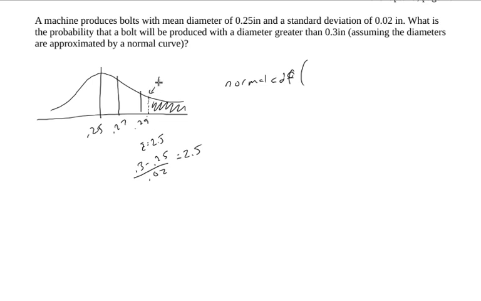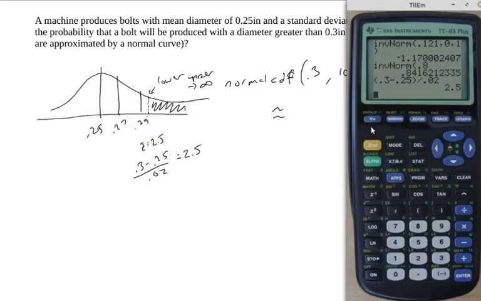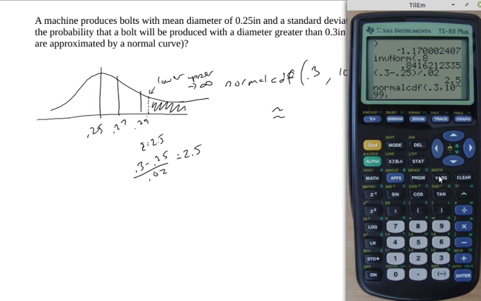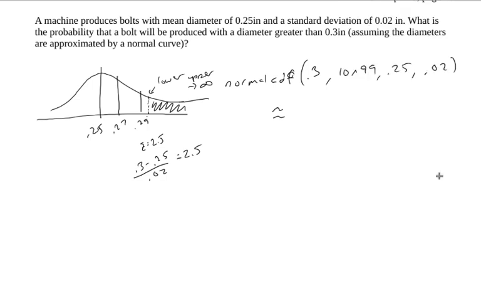I also need my lower and my upper. Well, my upper goes off to infinity. It goes off forever in that direction. So my lower bound is going to be 0.3. My upper bound is going to be 10 to the 99th. My mean is 0.25, and my standard deviation is 0.02. So I type that stuff into the calculator, and I can get 0.0062.